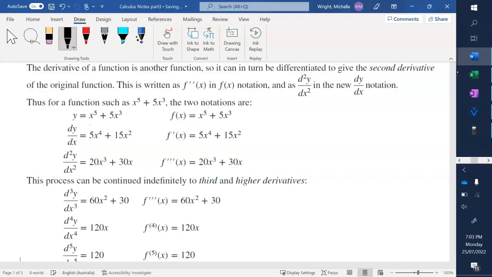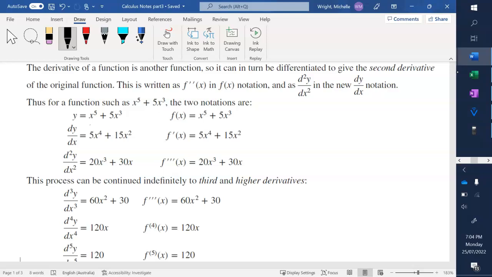I can differentiate this function and write it as dy dx, which equals, remember the 5 comes down the front, and we take 1 off the power, so we get 5x to the 4. The 3 comes down and times by the 5 to give us 15. We take 1 off the power to give us 2. Similarly, I could write that dy dx as f dash of x, and I do exactly the same thing because these are identical. Okay, dy dx, f dash of x.